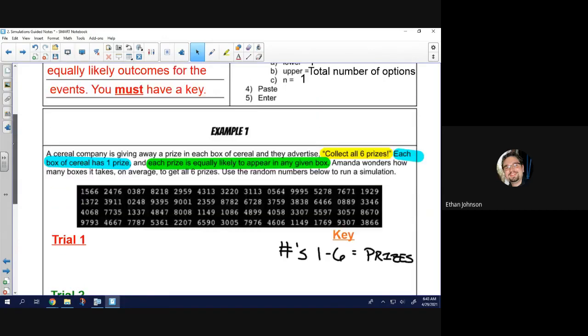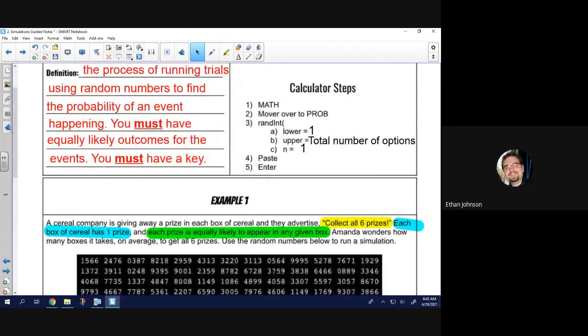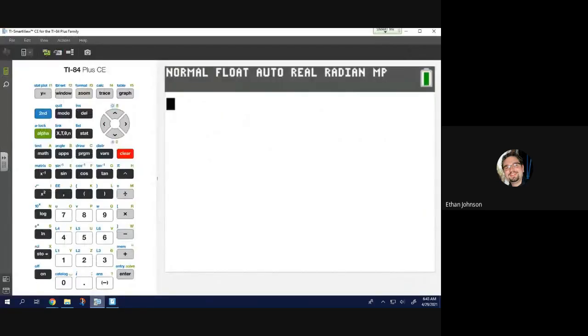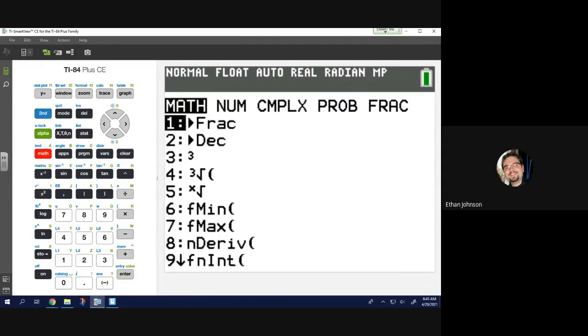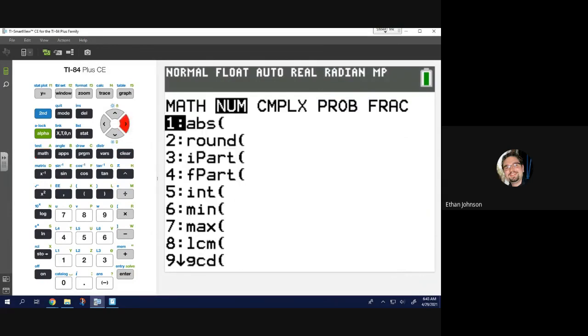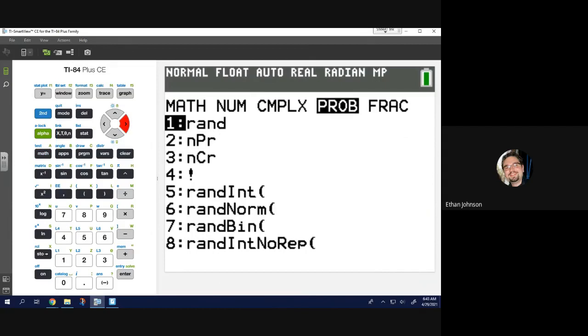Okay, I want to switch back and forth between some things, so here's our calculator. First step said that we have to hit math, which is right underneath your green alpha button. And then we're going to go over to prob, or probability. Now, it did say to go down to randint, and notice how the first one is just rand. We don't want that. We want randint, or random integer.